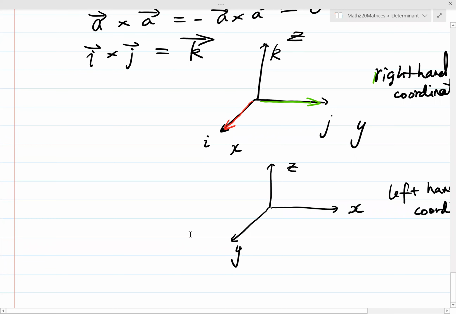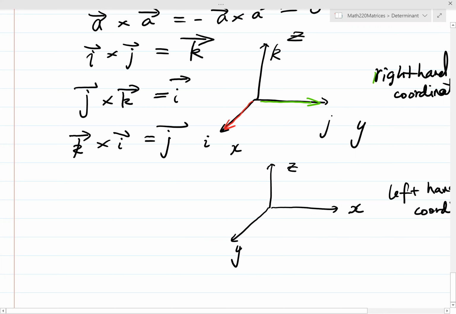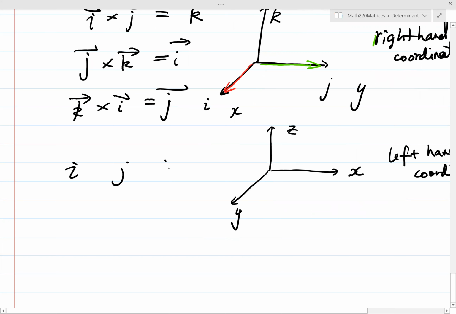Okay. So another property. Continue. J cross K, we get I. K cross I, we get J. To remember this, that's easy. If you write IJK and circle this around: IJ, you get a K, JK, you get an I, KI, you get a J. So you get a cycle. Okay, another property.